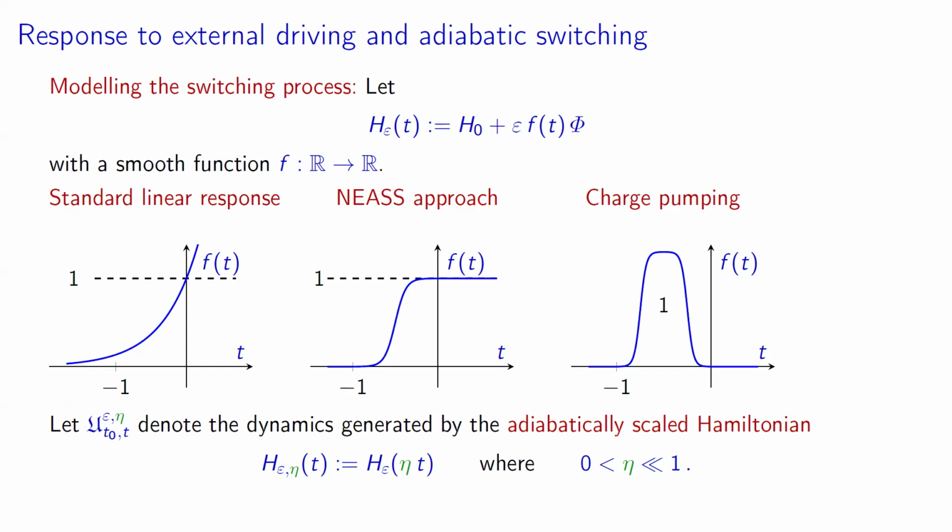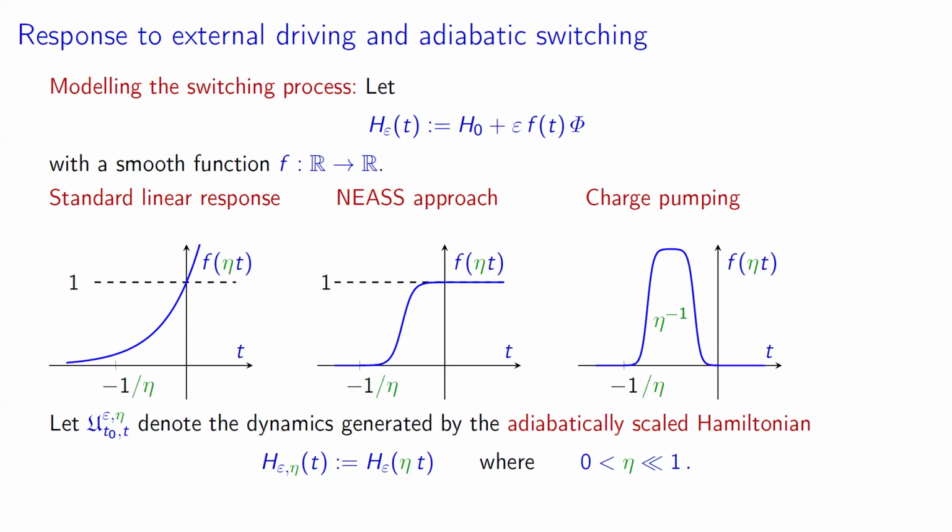This is called adiabatic switching, meaning we now scale this Hamiltonian in time with a small parameter eta, which I call the adiabatic parameter, in this way. That just means in this picture, I rescale this function by eta, so the switching happens on a time scale of order 1 over eta, so over a very long time scale. Or the pumping happens slowly, and the hope is that if we take eta to 0 or eta very small, we get results that are independent of the switching function f.